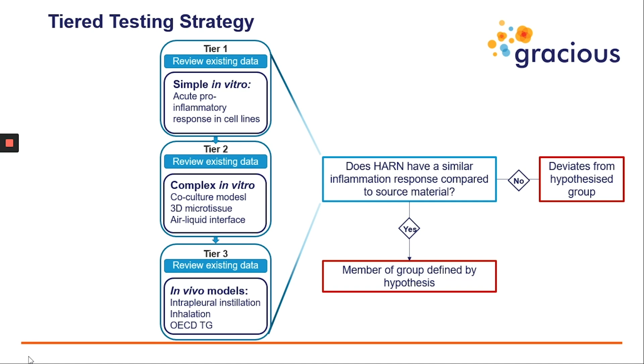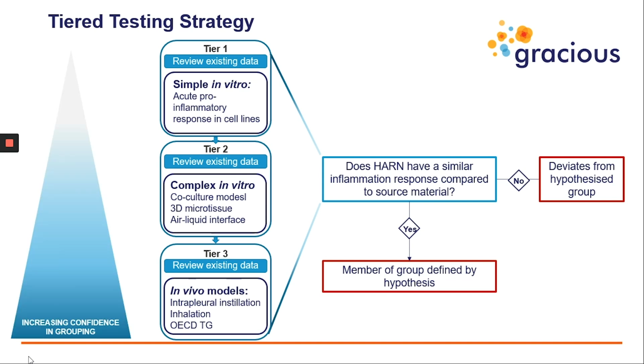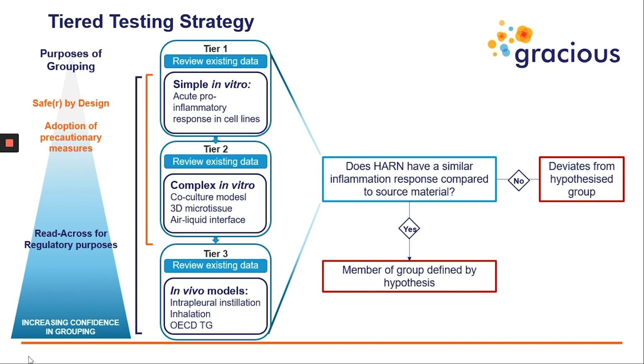The information required at each decision node can be gathered at different tiers of testing, from simple acellular characterization and in vitro screening assays, to more complex in vitro models such as co-culture or microtissue models, and finally in vivo models including OECD test guidelines. This tiered approach from simple to complex testing can be used to support a grouping decision with increasing levels of confidence. The choice of tier at which you exit the IATA reflects the initial purpose for grouping and the associated level of uncertainty considered acceptable for the user's needs. Therefore, the tiered testing will reflect the level of confidence you require in the substantiation of your grouping hypothesis.